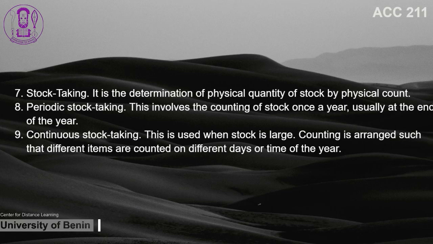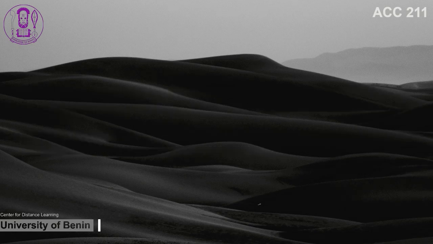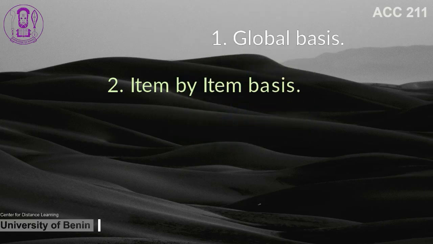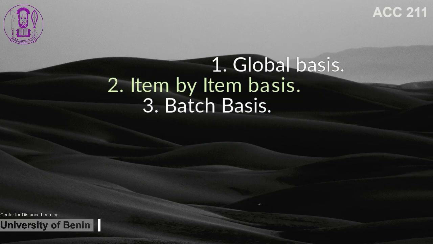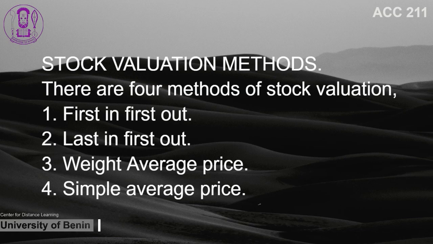7. Stock taking. It is the determination of the physical quantity of stock by physical count. 8. Periodic stock taking. This involves the counting of stock once a year, usually at the end of the year. 9. Continuous stock taking. This is used when stock is large. Counting is arranged such that different items are counted on different days or times of the year. There are 3 bases of comparing cost with net realizable value. 1. Global basis. 2. Item-by-item basis. 3. Batch basis.